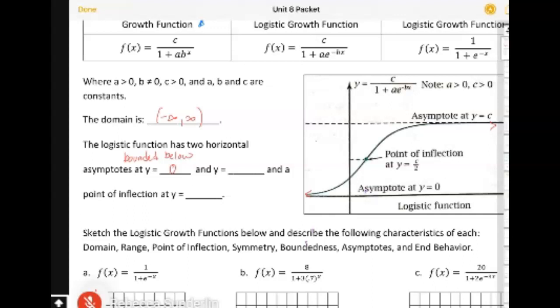And then what's our second asymptote? Y equals c. That's our second horizontal asymptote. This is where our graph is bounded above.